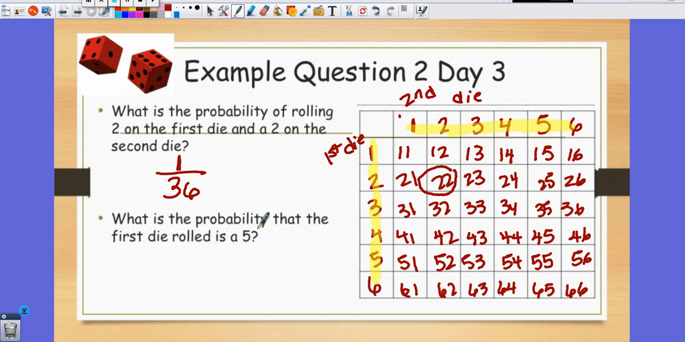And it says, what's the probability that the first die rolled is a 5? So we're going to go look. This is my first die here, and I'm looking for where the first die is 5. It looks like I have 1, 2, 3, 4, 5, 6. That would be 6 out of 36. And then that would break down to 1 out of 6. And we are finished. And of course, you can get the decimal or the percentage form.